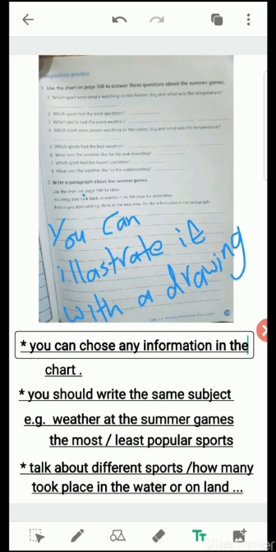You are free for your ideas, for your choice. Your choices. I need full sentences with full paragraphs. Don't forget your conjunctions of course. Don't forget the linking words. They are very important. I'm waiting for you. Goodbye.